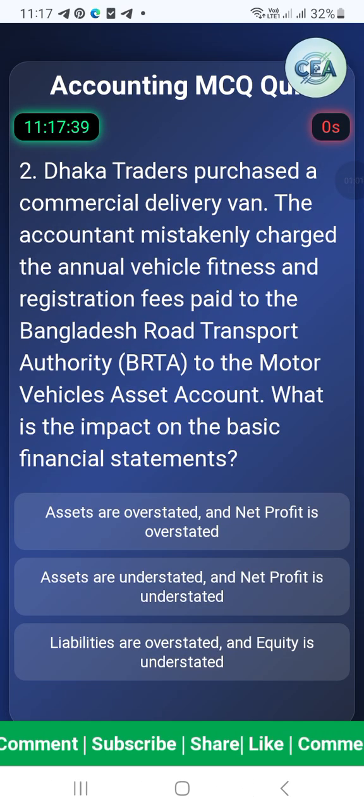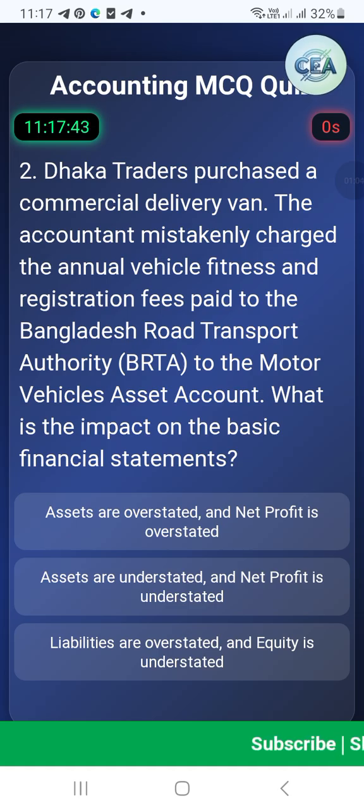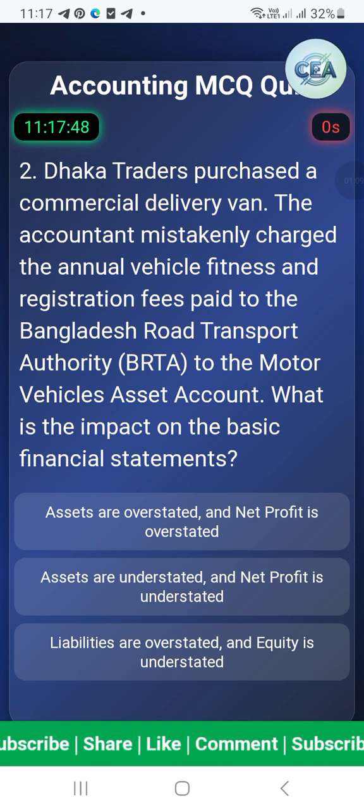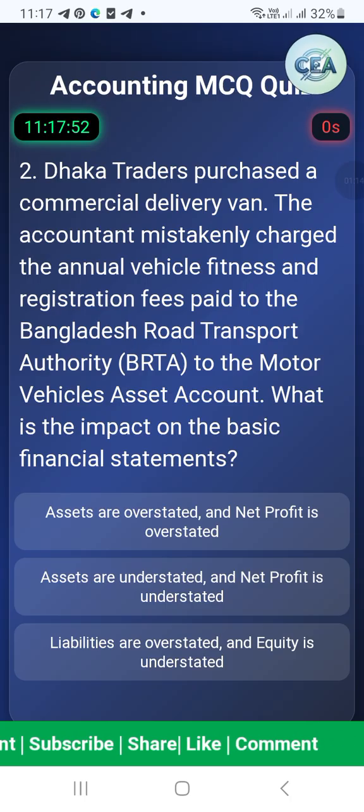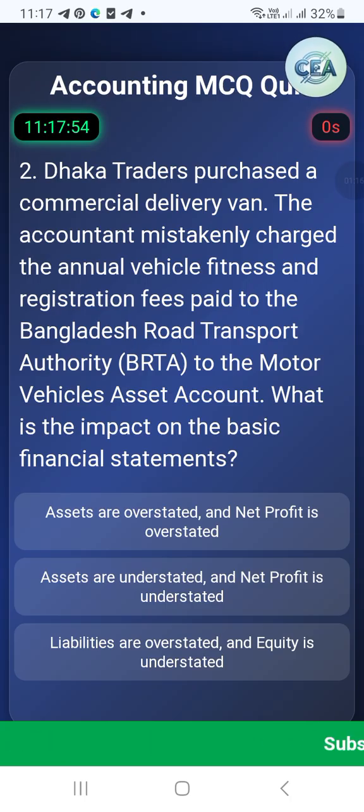2. Dhaka traders purchased a commercial delivery van. The accountant mistakenly charged the annual vehicle fitness and registration fees paid to the Bangladesh Road Transport Authority (BRTA) to the motor vehicles asset account. What is the impact on the basic financial statements?